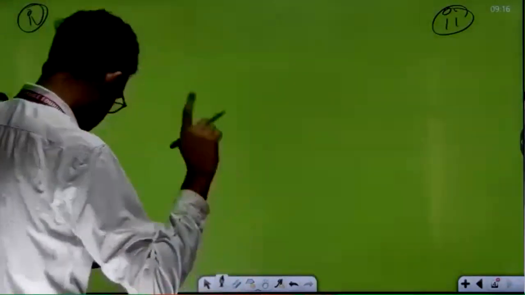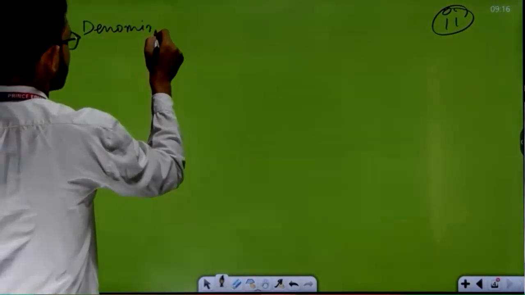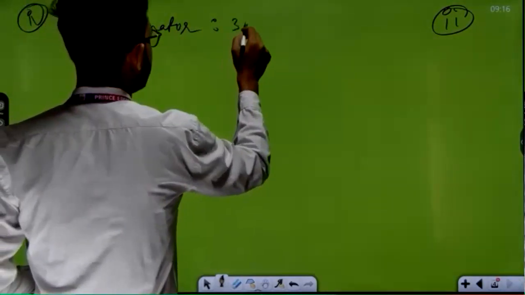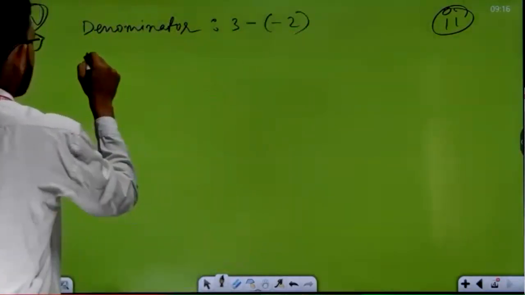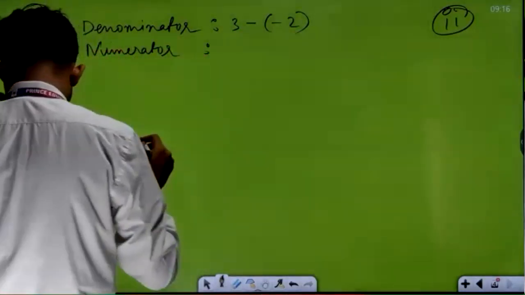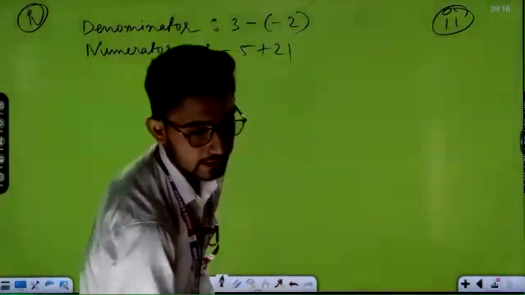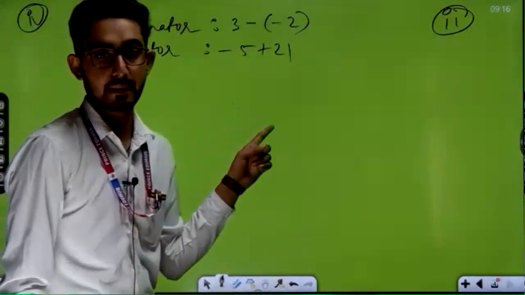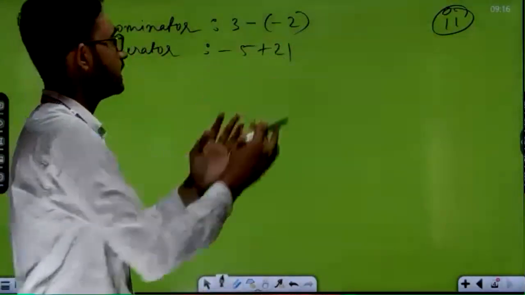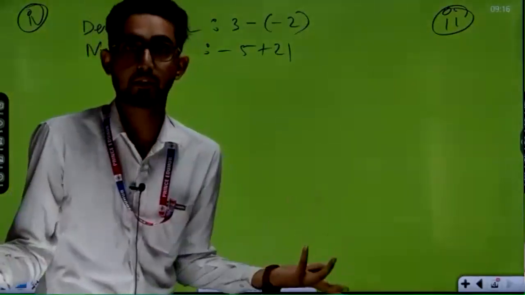Now the 4th part: the denominator is equal to 3 minus 2, and the numerator that is given is minus 5 plus 21. See all of you, actually here the direct answer is not given. This is the denominator and this is the numerator. It says indirectly. Now we already know how to find it out.